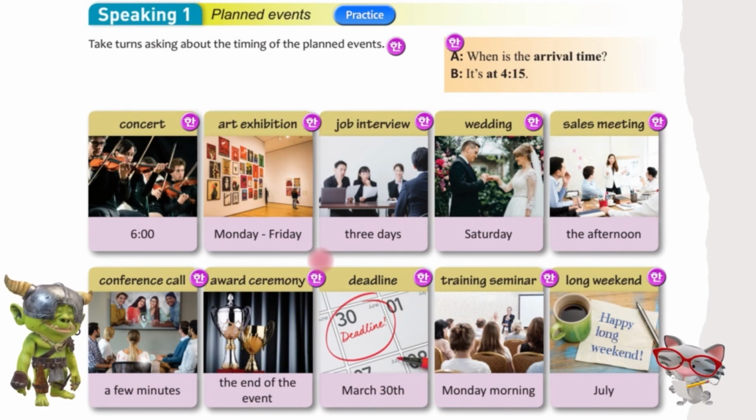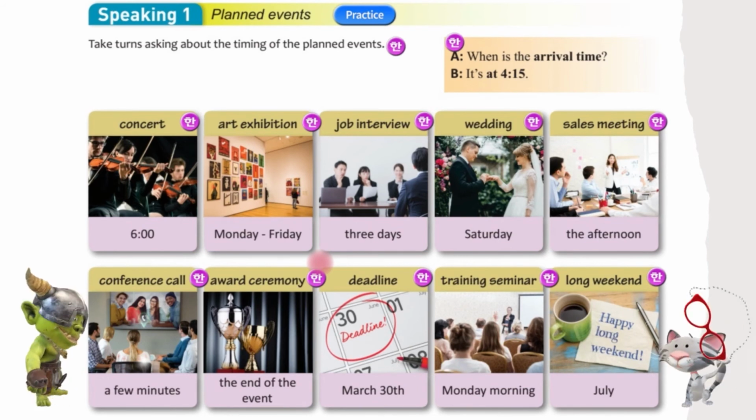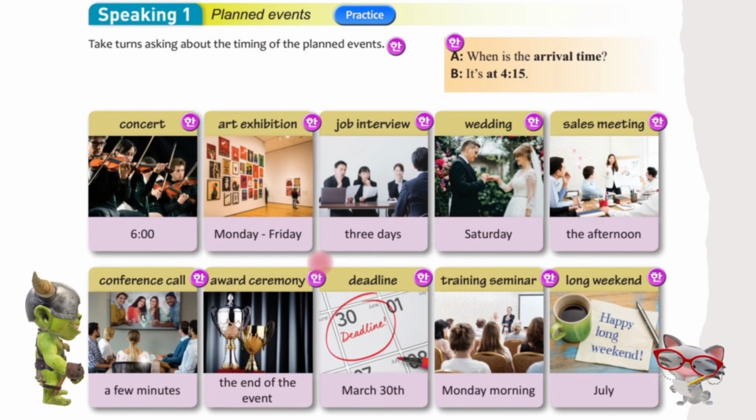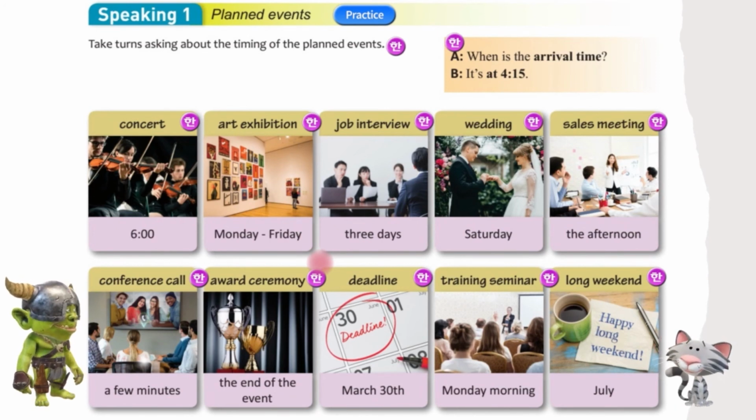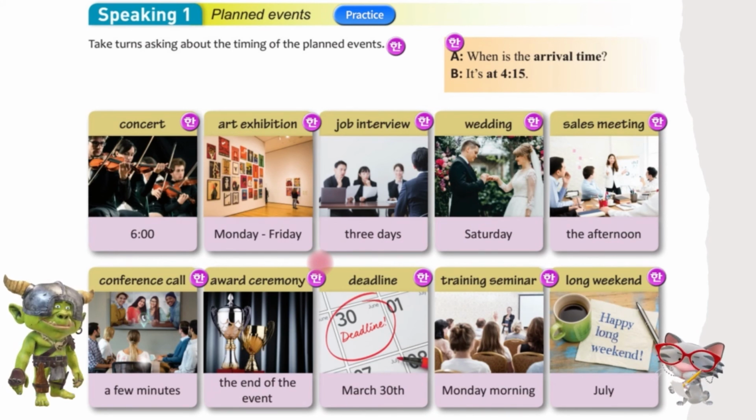When is the job interview? The job interview is in 3 days? Yes. Usually we add a time here. The job interview is in 3 days' time. Because this one is talking about the future. It's in 3 days' time. Very good.